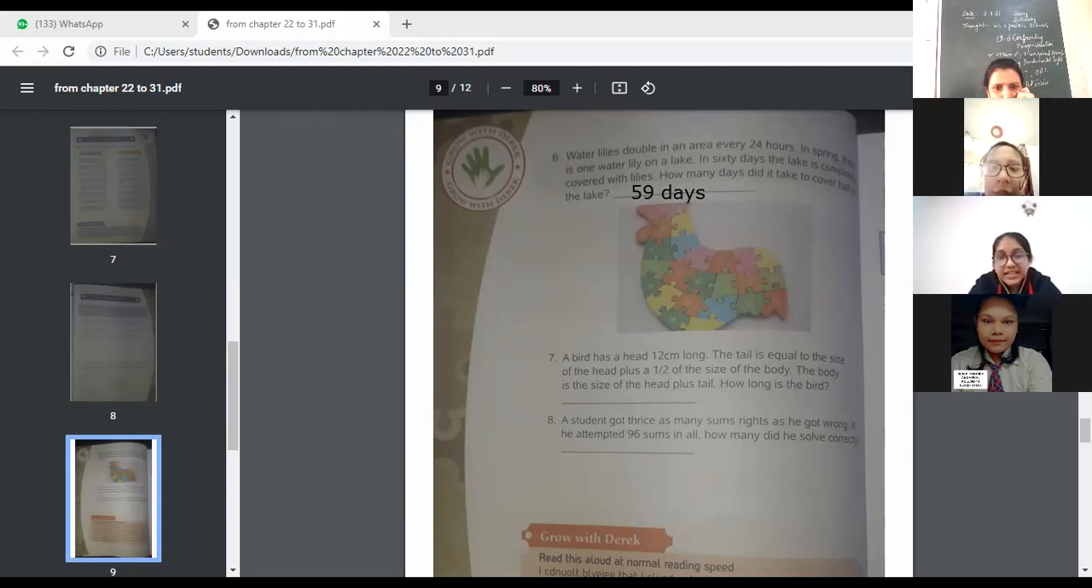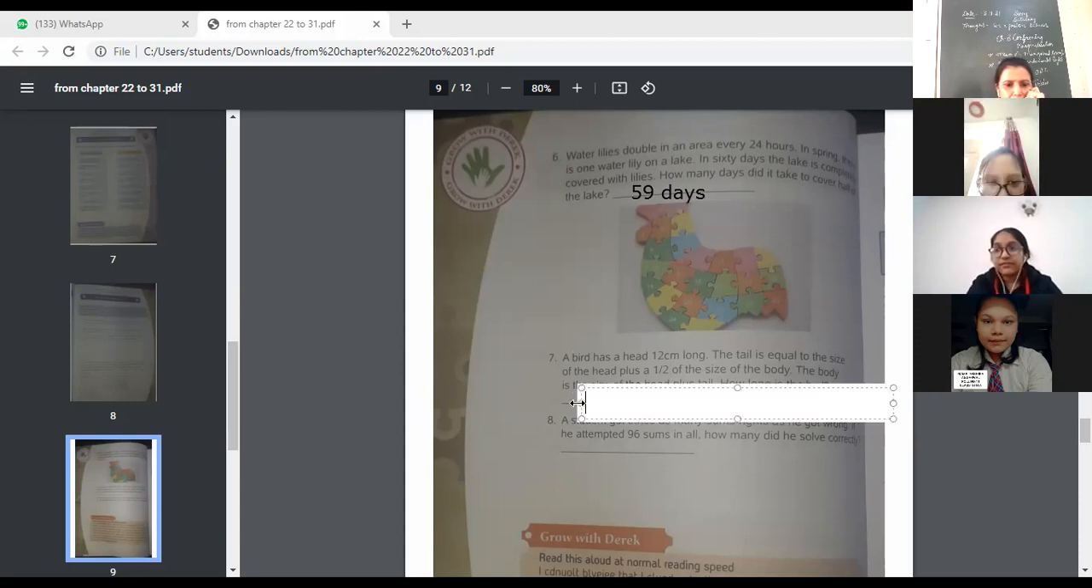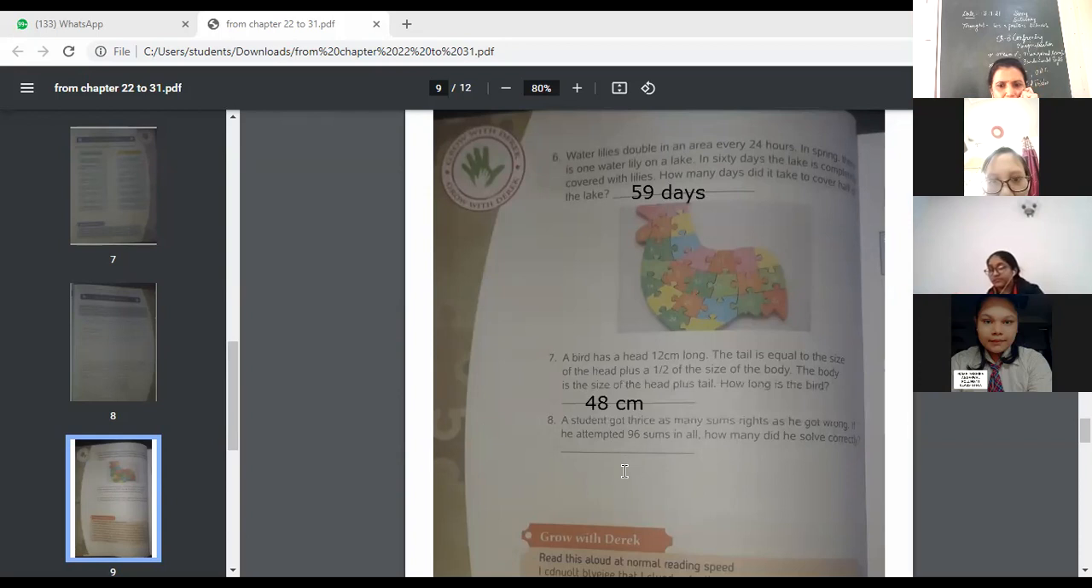Ma'am, 48 centimeter long. 48 centimeter will come, but you have to solve it also. You have to solve it, children. 48 centimeter is the answer, but you should solve it. It's a very interesting question.